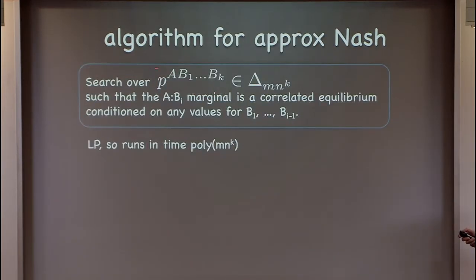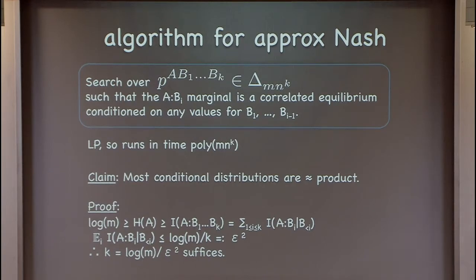You search over distributions over k plus 1 players. There's 1 Alice and k Bobs. The linear constraints are that every marginal of Alice and one of the Bobs should be a correlated equilibrium, conditioned on any possible values for the previous Bobs. So the size of this is like n to the k, and the number of constraints is also on that order. So it's a linear program running in this time.